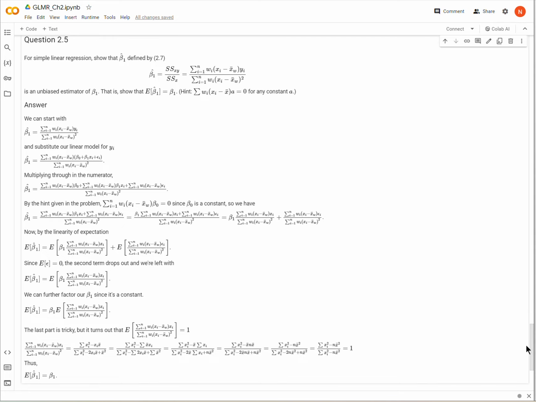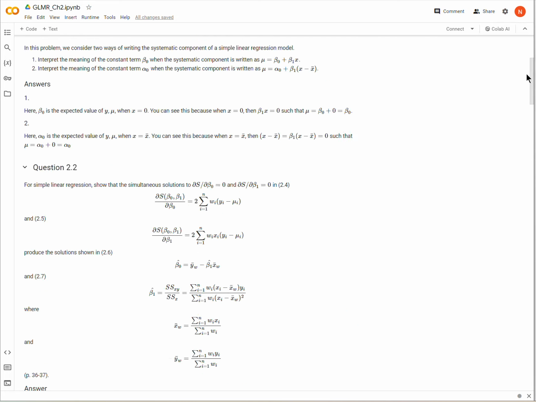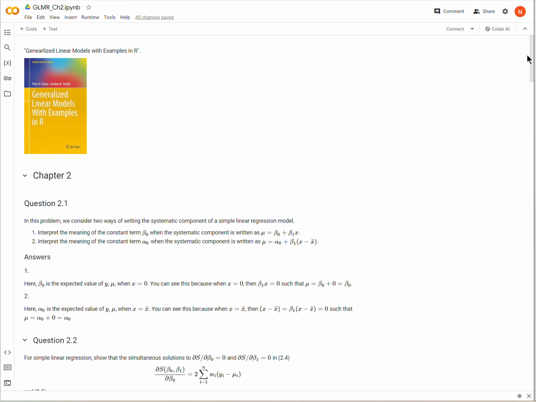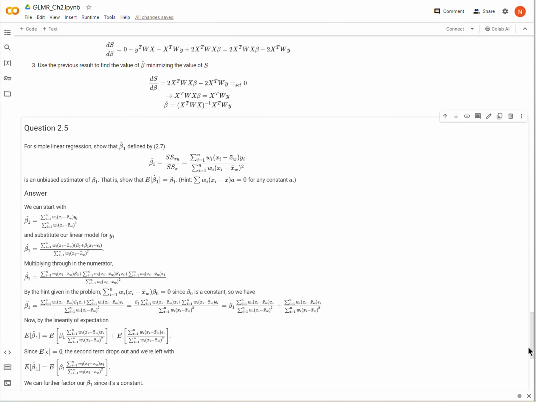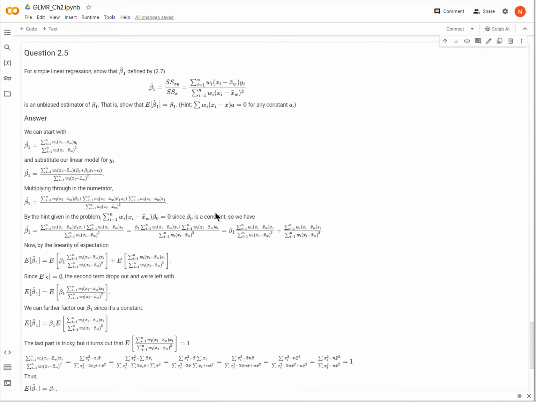Okay, so we are in Generalized Linear Models with examples in R. We're in Chapter 2, learning about linear models, and we're on question 2.5. We've already seen in the book and in previous questions that our equation for beta hat is defined here. We've derived this and we've also been told that.